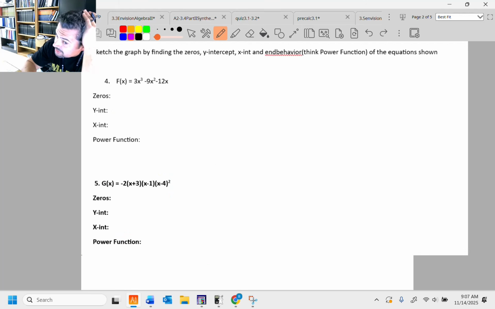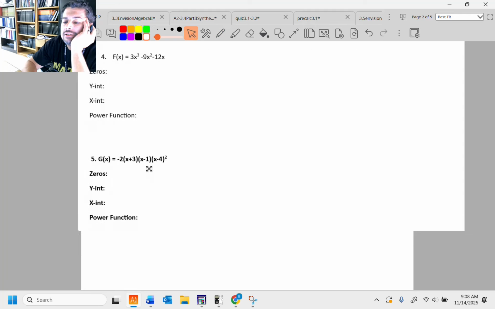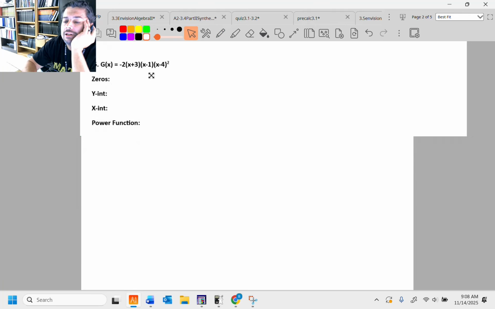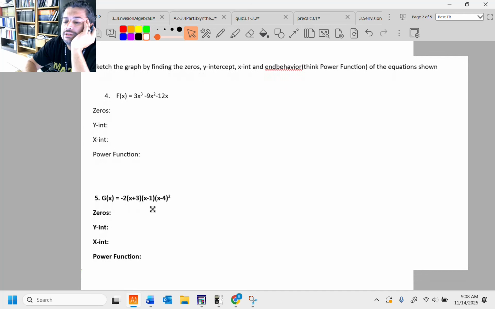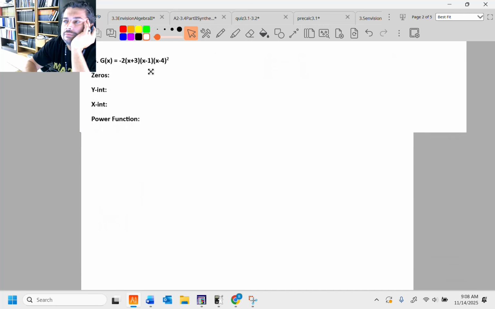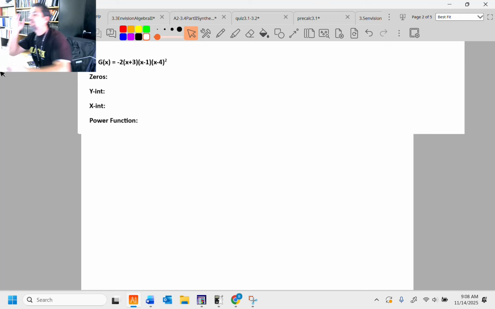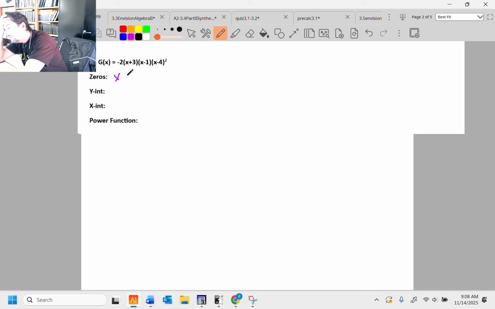All right, sketch the graph, of course, that's actually not right in the original context, but it does it algebraically. Sketch the graph by finding the zeros, the y-intercept, the x-intercept, and the end behavior, think power function, of the equations shown. I have number 5 highlighted. Your zeros, you should be able to pick up pretty quick. It should also say multiplicity. Yeah, it needs to talk about multiplicity. It does. So your zeros are pretty simple. They're x equals negative 3, 1, and 4.